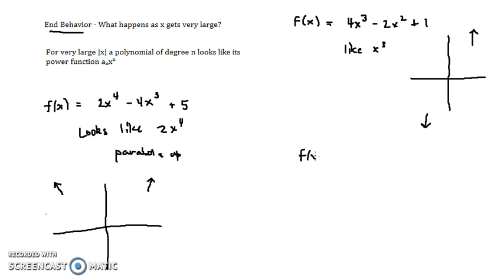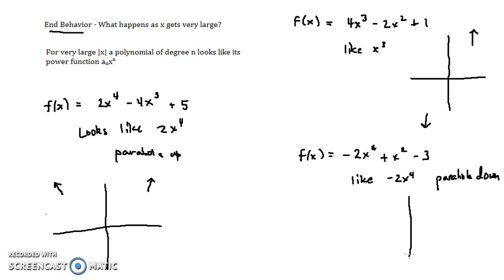All right, let's say that we have f of x is equal to negative 2x to the fourth plus x squared minus 3. So this is going to look like negative 2x to the fourth on the ends. So we know that x to the fourth, that's an even degree. So that's going to be like a parabola, and the negative out front is going to be like a parabola facing down. So this is like a parabola down. So when we draw that, our ends are going to be like the ends of a parabola facing down. So we're going to point down.